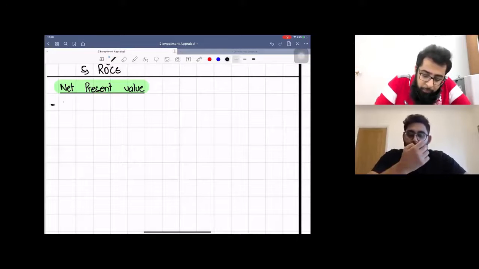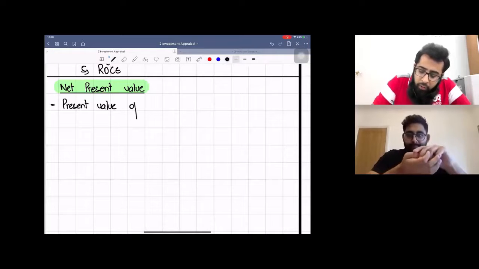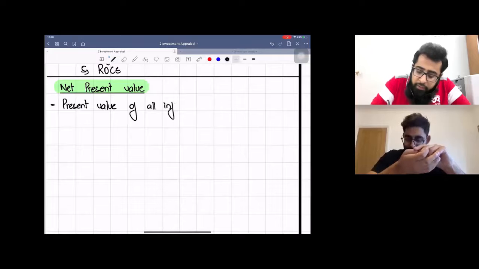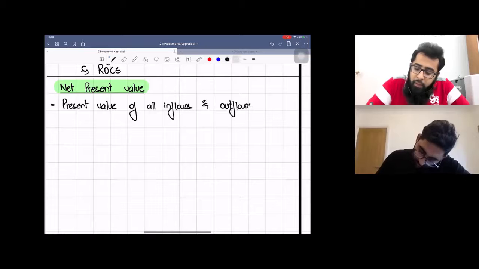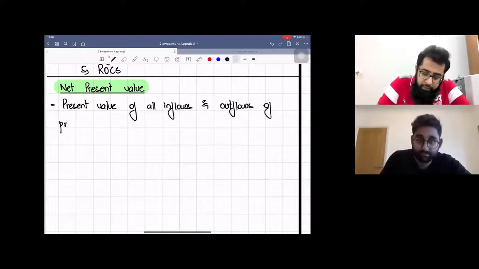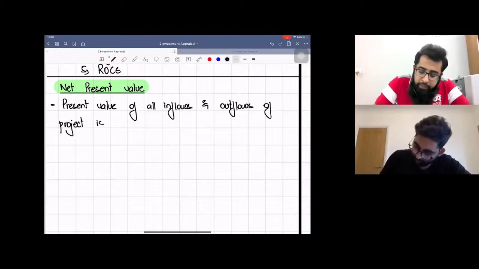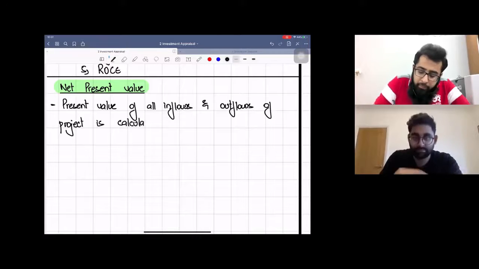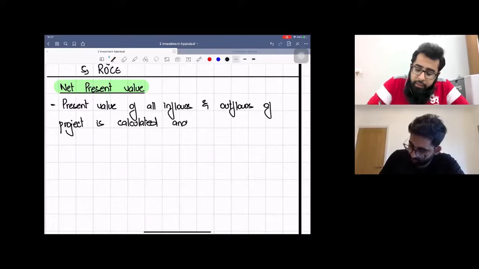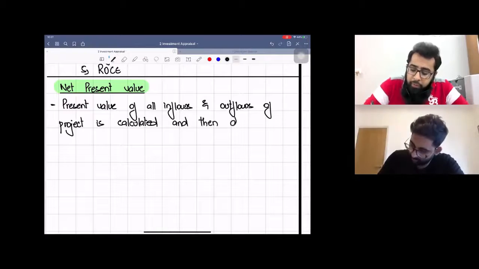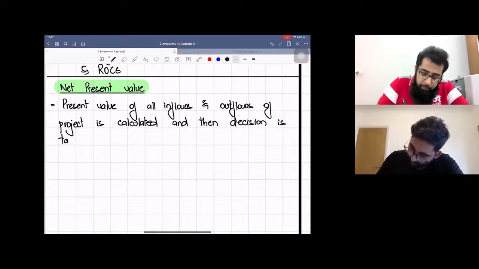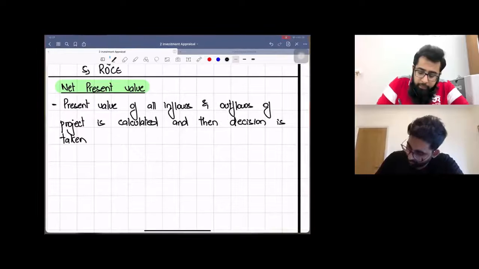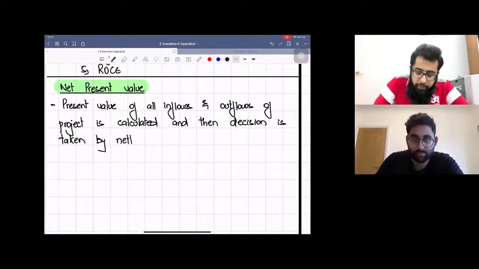So the present value of all inflows and outflows of the project is calculated, and then the decision is taken by netting them off.